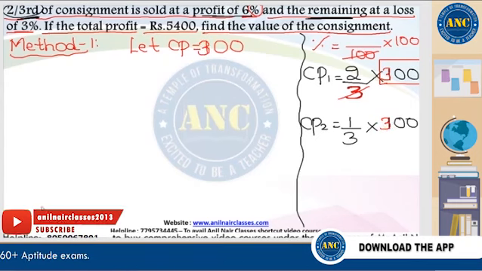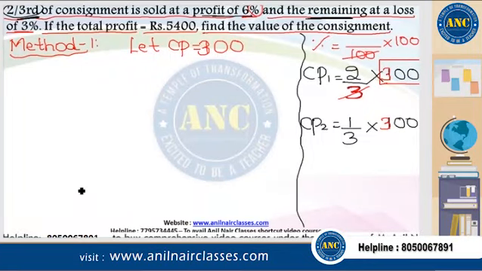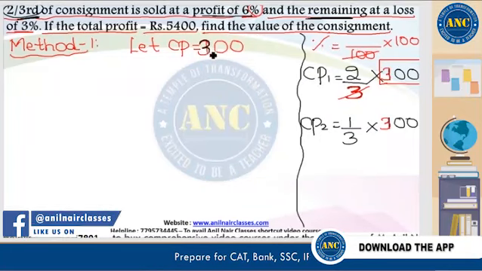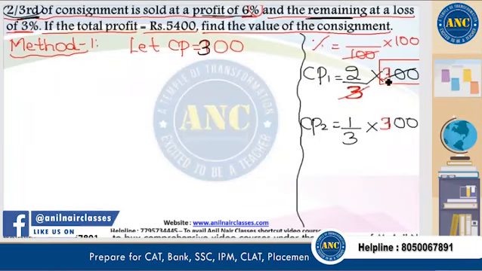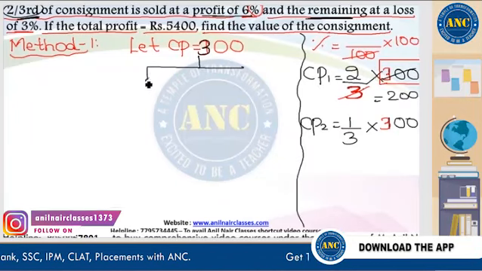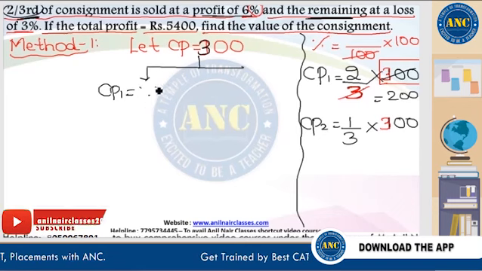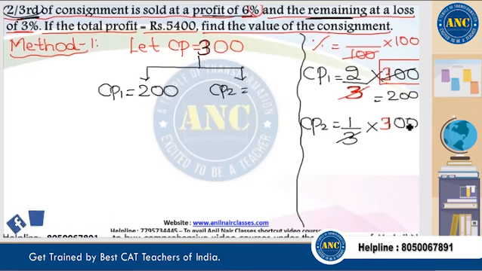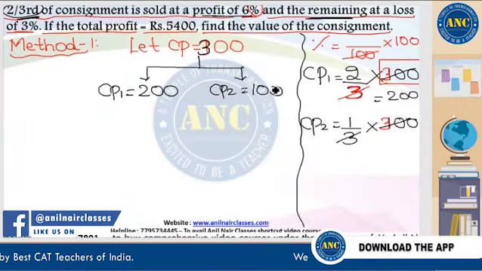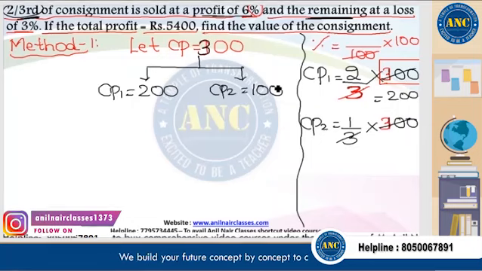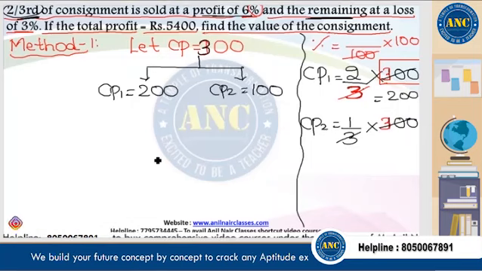Sir, will I not get the correct answer if I take it as 100 and solve it? Definitely you will get the correct answer, but you will take a lot of time. Now see here, sir. I am assuming the cost price as 300. 2/3 of 300 is nothing but 200. That means the cost price of the first product is 200. The second product's cost price is 1/3 of 300, which is nothing but 100. First product is costing 200. Second product is costing 100.